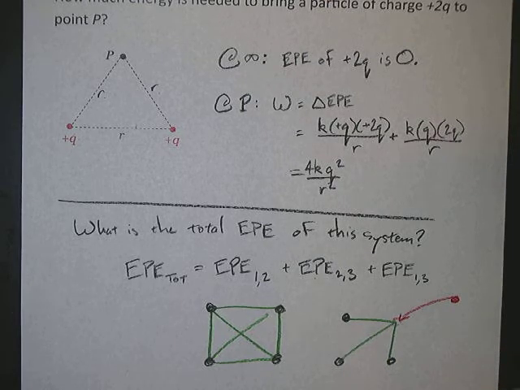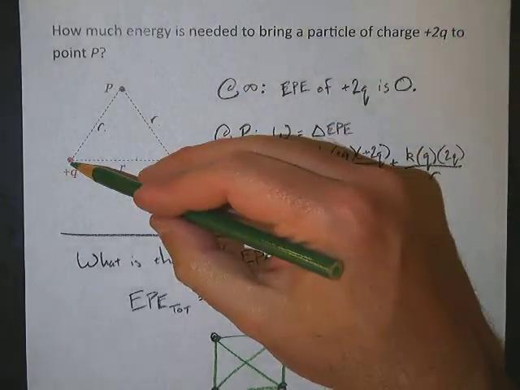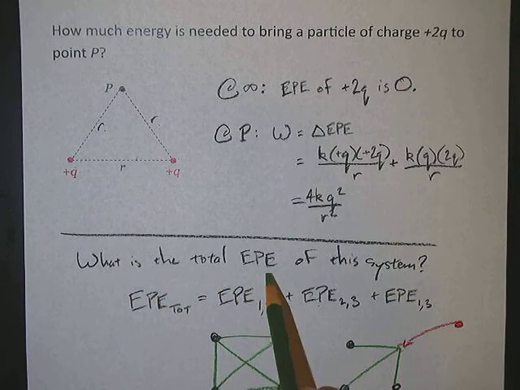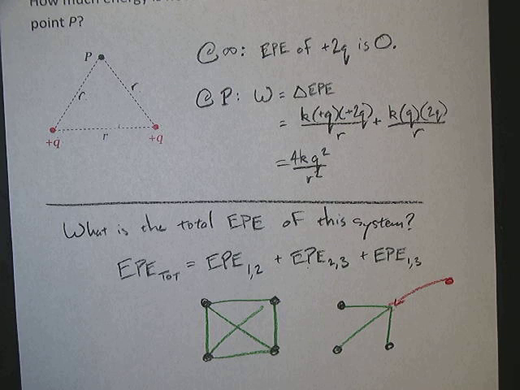Then all I would have to do is calculate the amount of energy gained by this interaction, this interaction, and this interaction. So doing a problem like this, you need to be very clear. Are we bringing one particle in to a pre-existing system, or are we being asked the total amount of energy in the whole system? Okay.